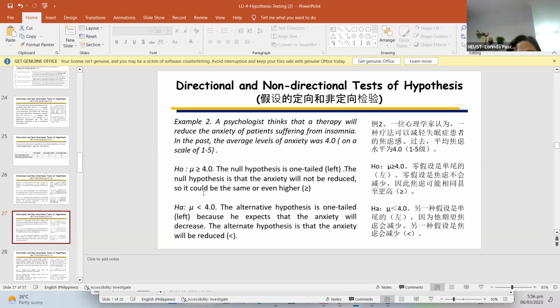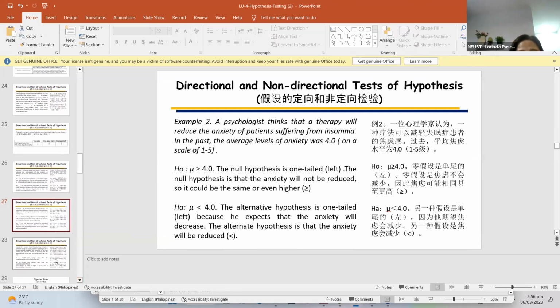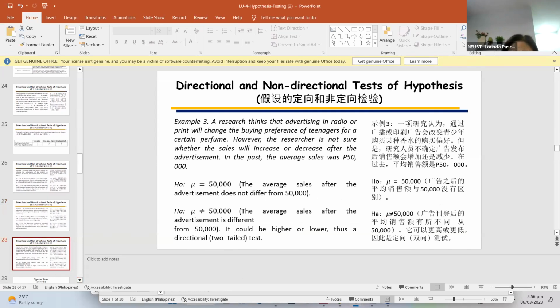Now, the alternative hypothesis is the opposite of the null. So the mean anxiety of patients will be less than 4.0. So the alternative hypothesis is again one-tailed. It is on the left direction because he expects that the anxiety will decrease. So the alternate hypothesis is that the anxiety will be reduced. It is interpreted using the symbol less than. So again, we have another example.